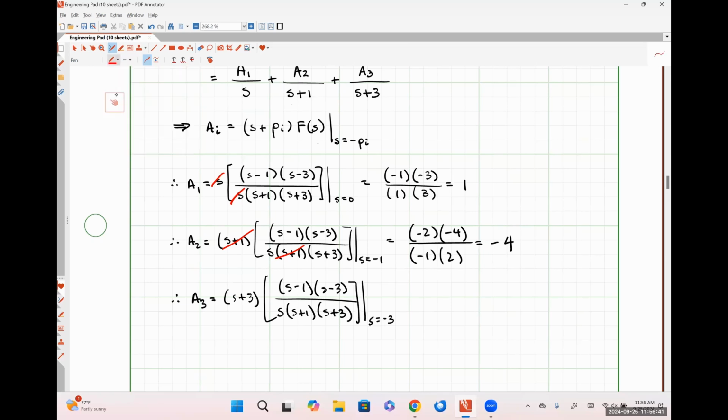Absolutely right. So this guy cancels this guy, and I should have -3 minus 1 is -4, -3 minus -3 is -6, -3, and then -3 plus 1 is -2. So this is going to be a positive number. 4 times 6 is 24. 3 times 2 is 6. 24 over 6 is +4.